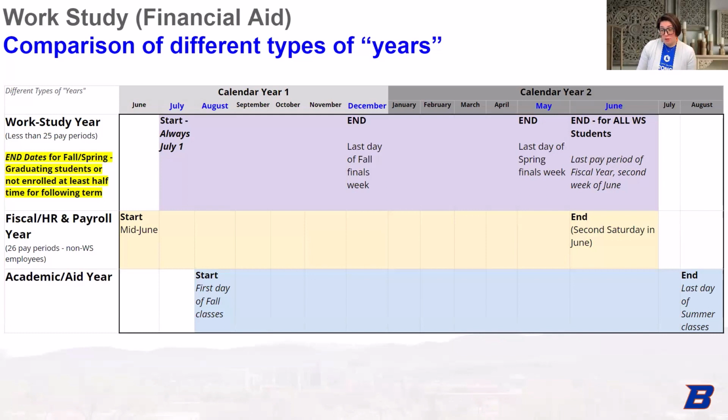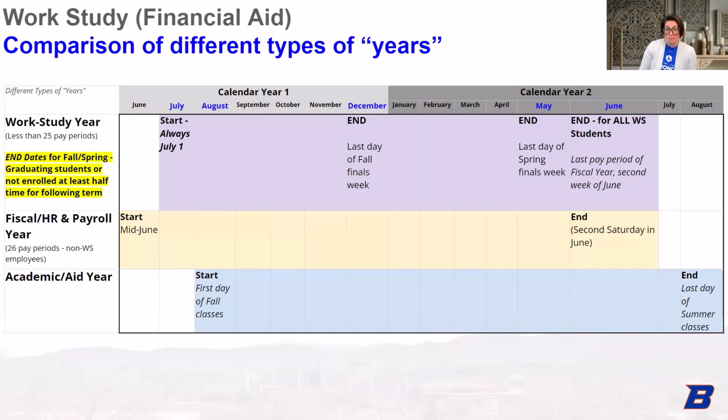The last day for the students who are eligible to work during the first half of summer is the end of the fiscal year. That way we have a clean break for reporting purposes. End of the fiscal year, we can close out the year, close out our award year reports and get ready for the next year.